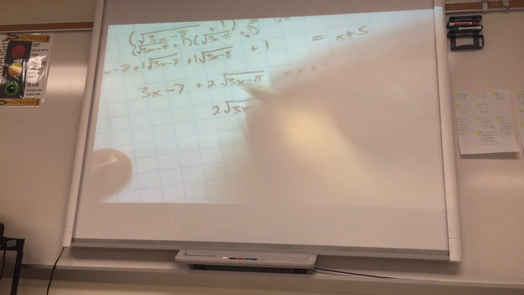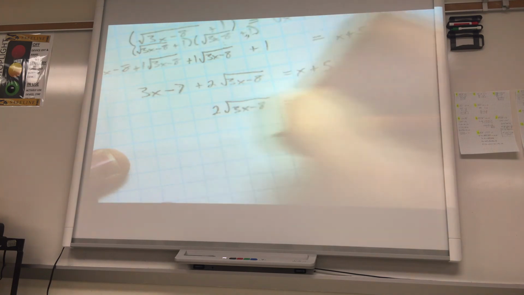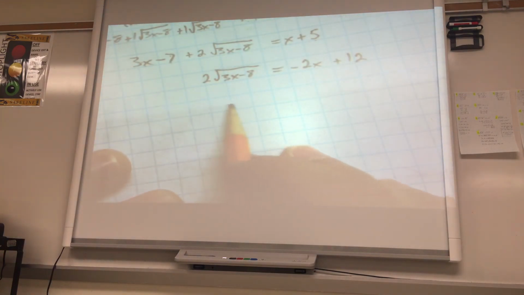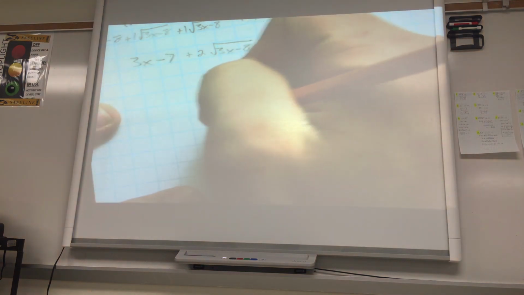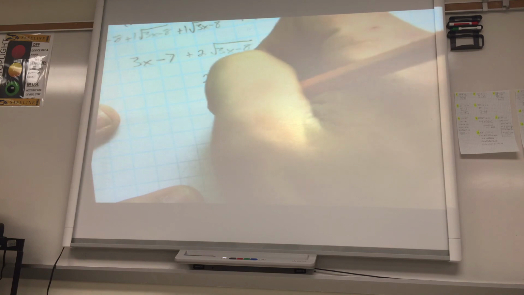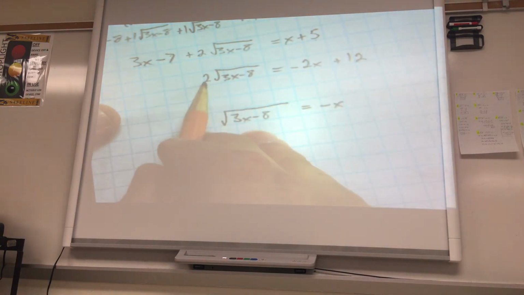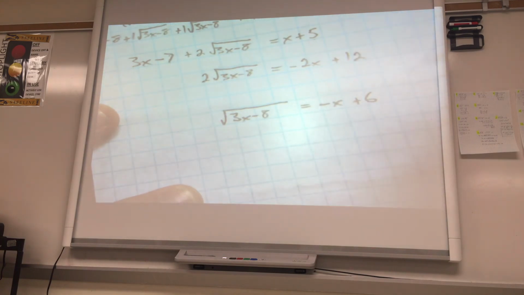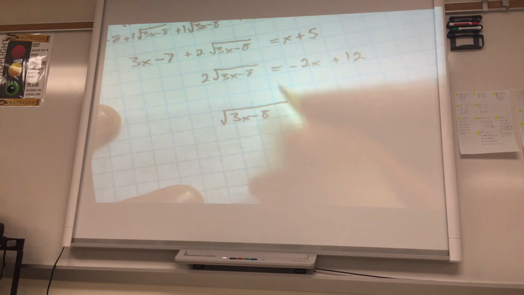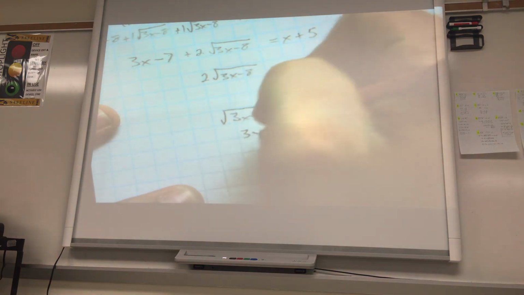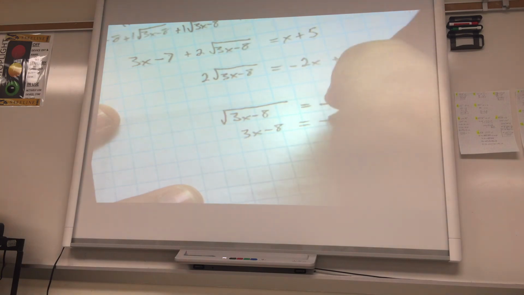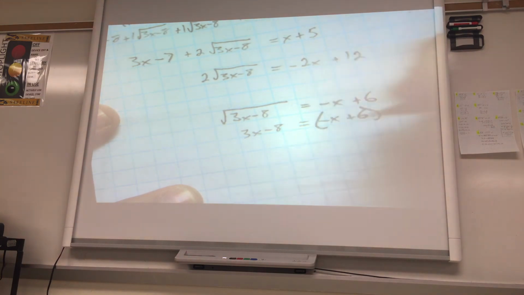Next, divide by 2. I'm going to have to skip some lines because you can see this faint part right there on the video. That's the page kind of overlapped on itself, so I'm going to skip some lines. It's going to look weird. So I get the square root of 3x minus 8 equals -x, I'm dividing by 2 by the way, plus 6. Now I'm going to square both sides to get rid of that. So I have 3x minus 8 equals -x plus 6 squared. -x plus 6.